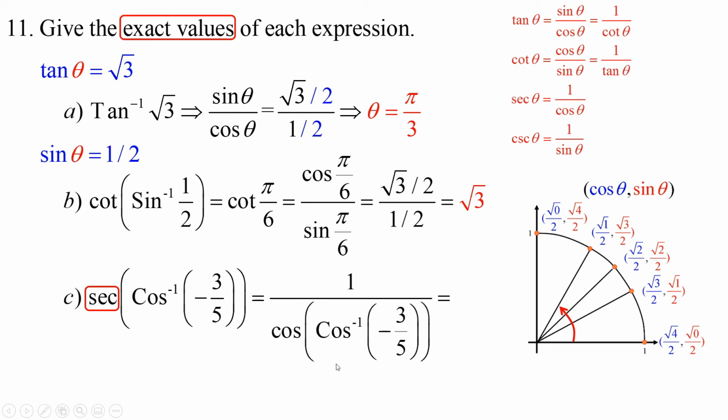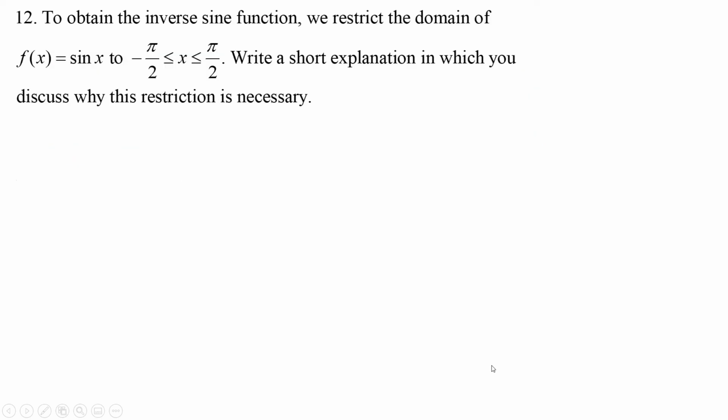Now, why did I want to do that? Looks more complicated. Or does it? Because what is cosine of inverse cosine? Those are inverses. They just undo each other. There you go. And I'm left with 1 over -3/5. Well, 1 divided by -3 over 5. Let's just invert and multiply. That'd be -5 over 3. There you go. These are really cool problems.